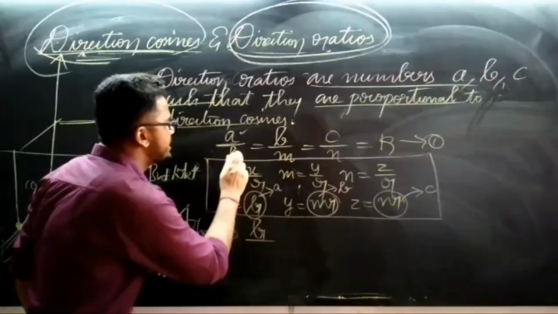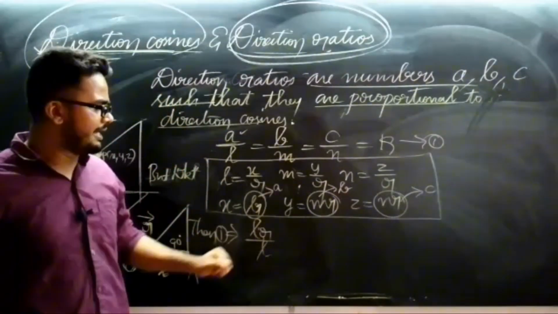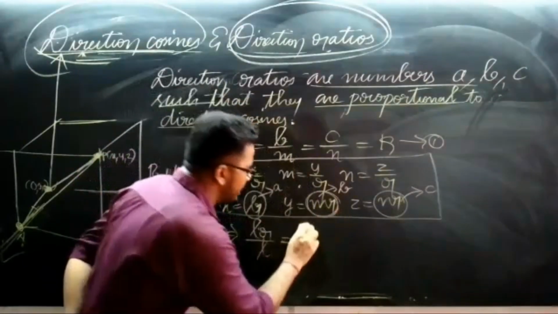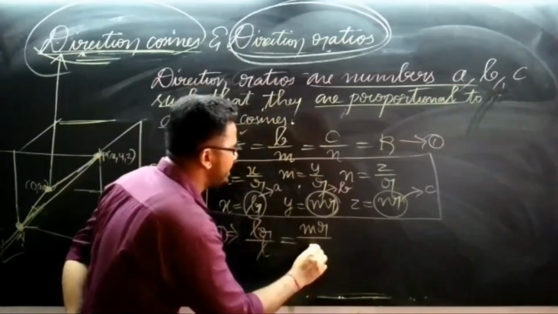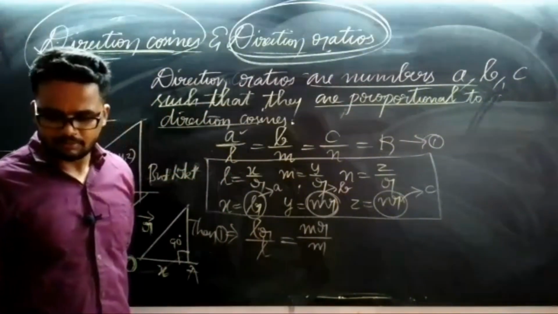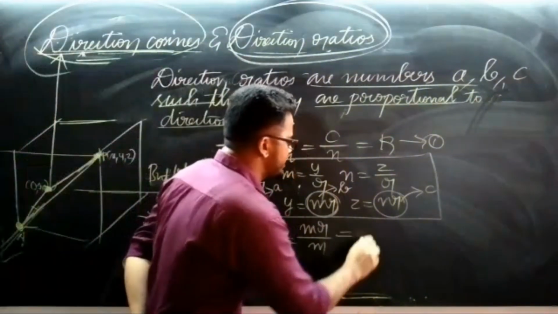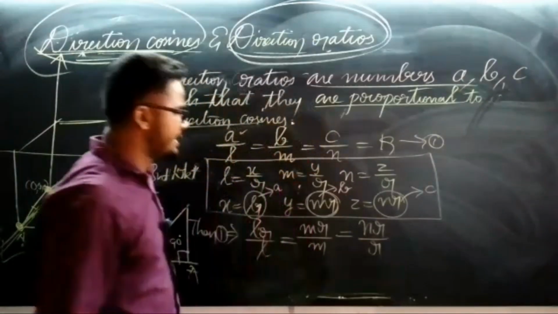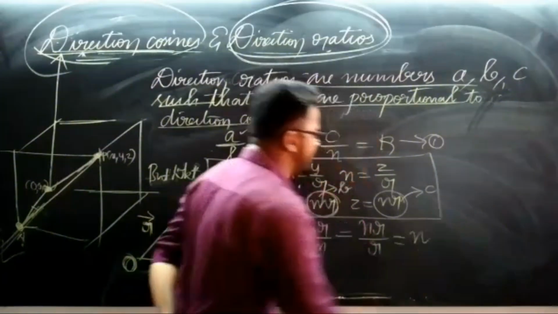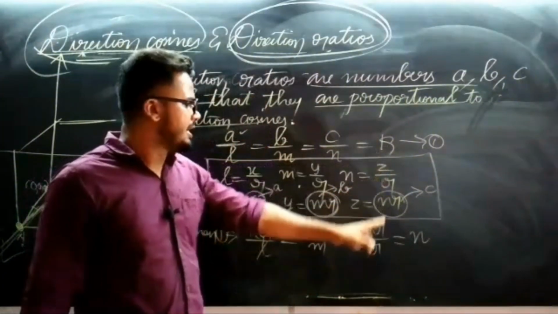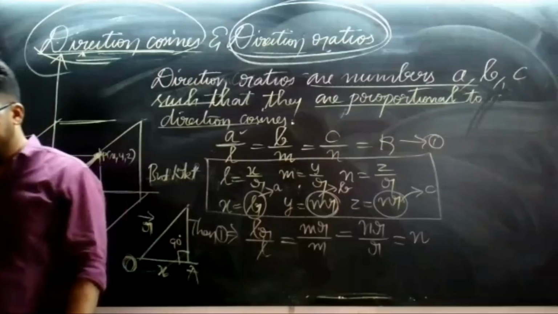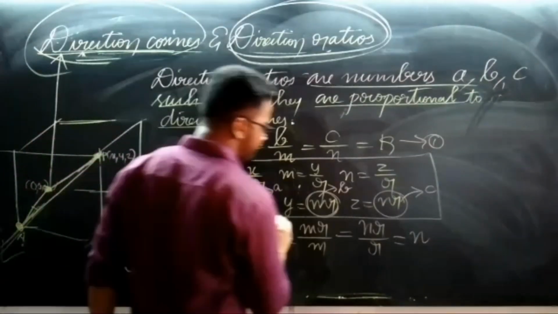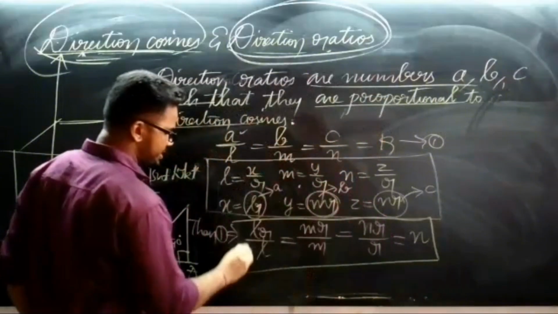lr by l, that is equal to the b value. See what we have considered. That is mr by m, and the last one is nr by n. This is equal to something like k, generally we shall consider that is equal to k. See, this is direction ratios. This we will call direction ratios.